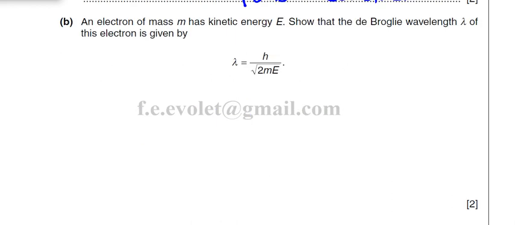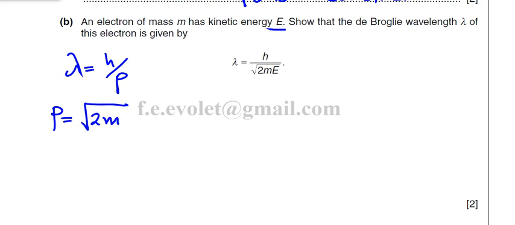Part B of the question says that an electron of mass m has a kinetic energy E. So kinetic energy is represented by letter E. Show that the de Broglie wavelength lambda of this electron is given by this relation. So we know that wavelength is given by the relation which we have written in the above question, h over p. So we have to prove that momentum is root 2mE.